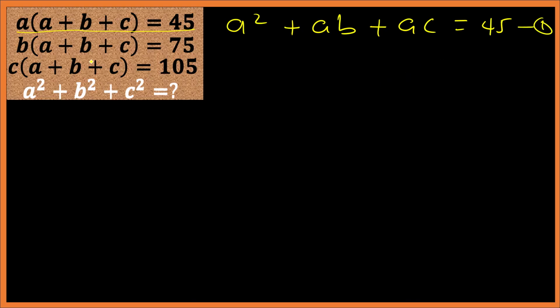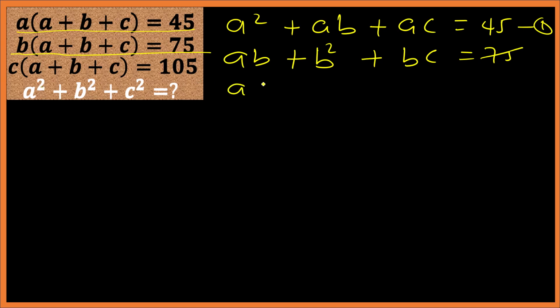Okay, now let's do the same to this. So we have ab plus b squared, plus bc equals to 75. So the last equation will be AC plus BC plus C squared equals 105.